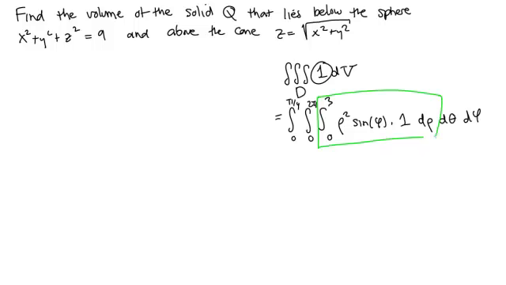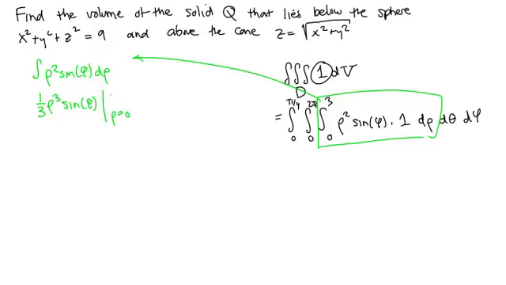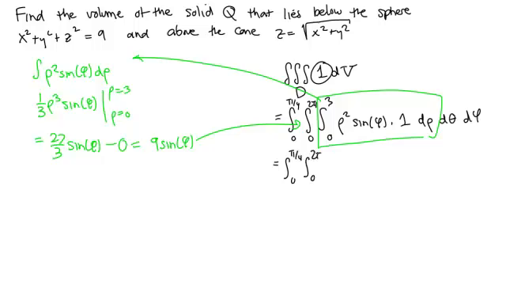If we focus on the inside iteration first, we're going to have to integrate rho squared sine of phi with respect to rho. Well, that just means we're going to have 1/3 rho cubed sine of phi, which we can evaluate from rho equals 0 to rho equals 3. When rho is equal to 3, we're going to get 27/3 times the sine of phi. When we plug in 0, we're going to get 0, and so that'll give us 9 times the sine of phi, which we can now plug in. That means we're going to have to do the iterated integral from 0 to pi over 4 of the integral from 0 to 2 pi of 9 sine of phi d theta d phi.